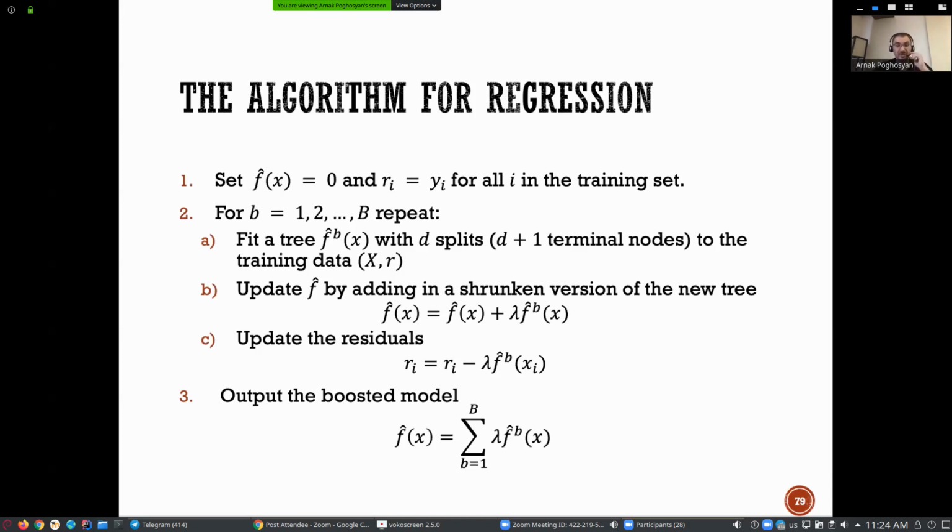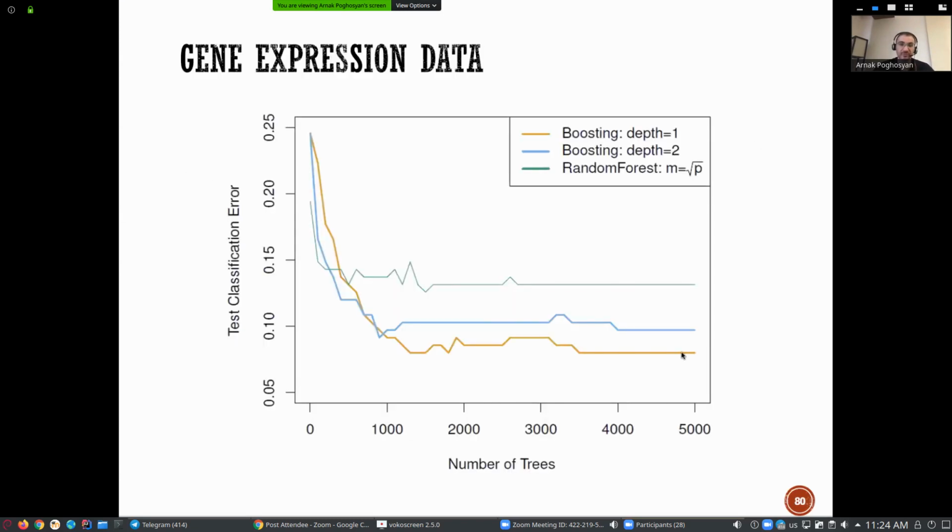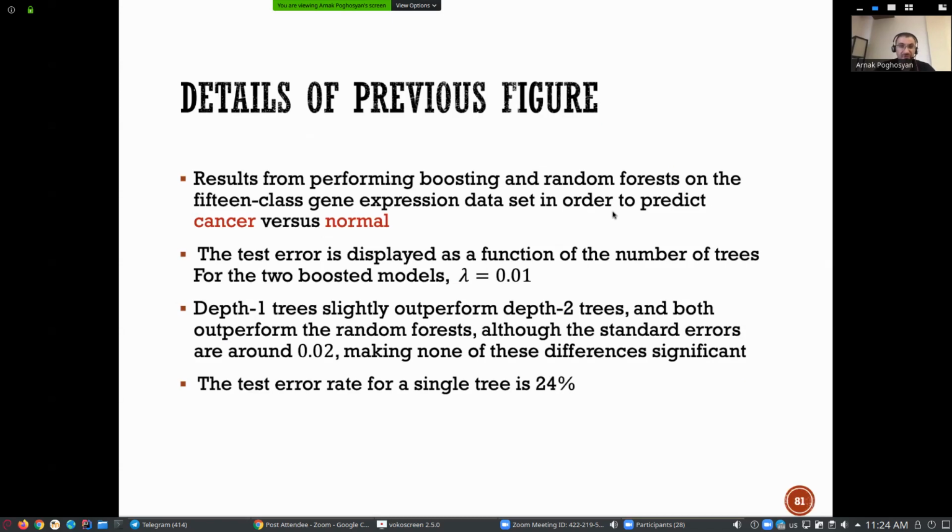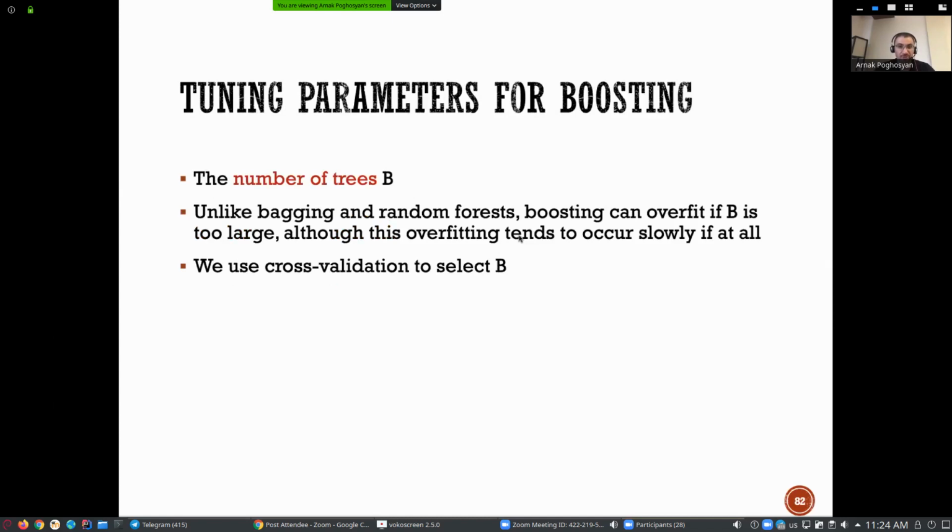Yeah, we have a question about previous topics. Let's conclude what we have, then we'll return to your questions. So here we have the final stage, understanding the values of parameters. Which parameters are we going to tune? In the case of boosting, we have the number of trees. This is one of the important parameters. Unlike bagging and random forest, boosting can overfit if B is too large. So we need to tune it.